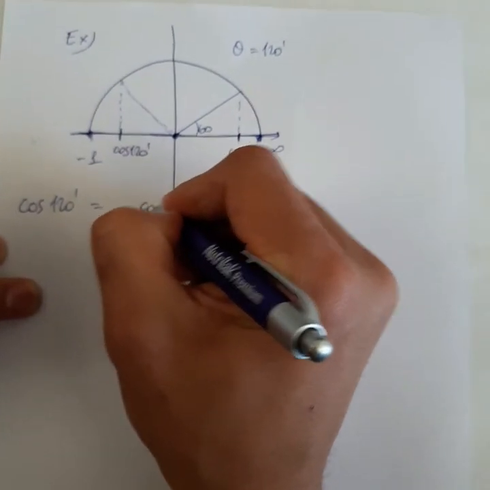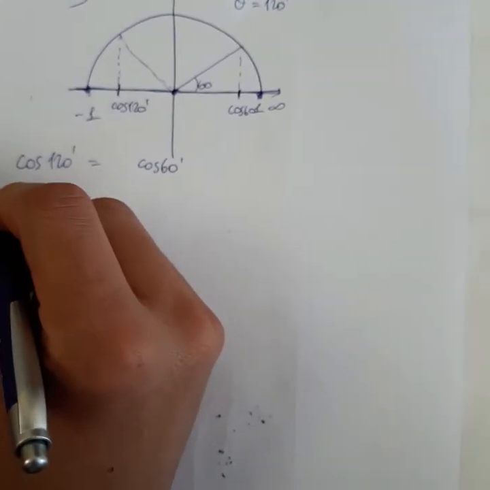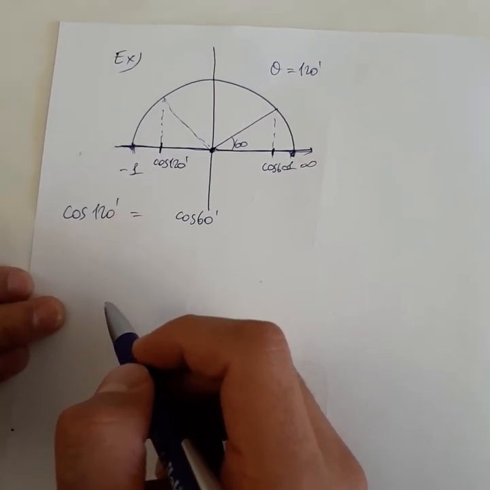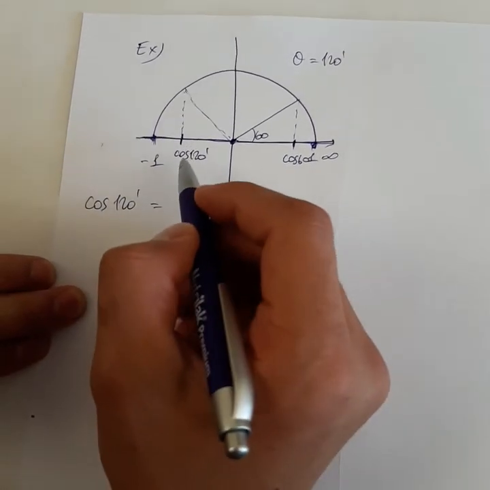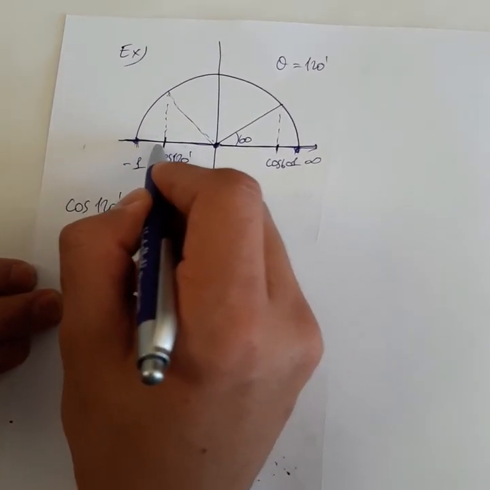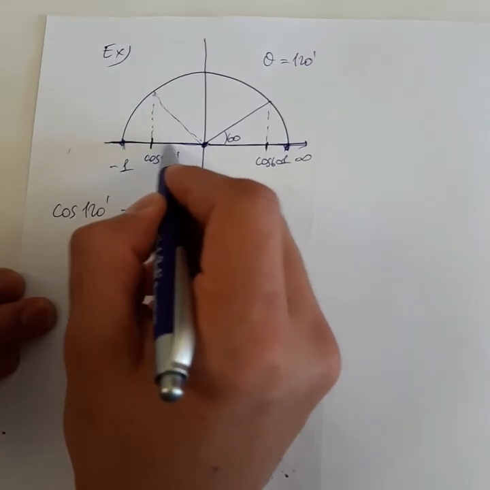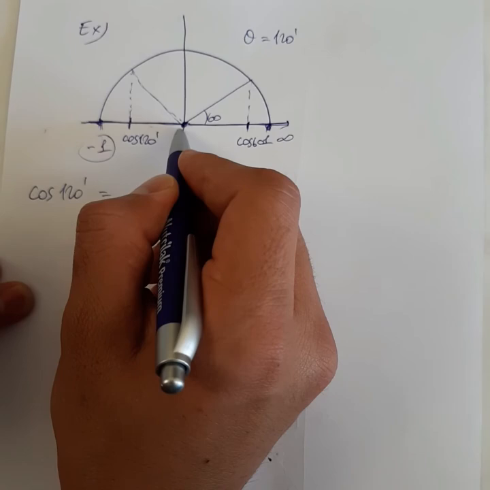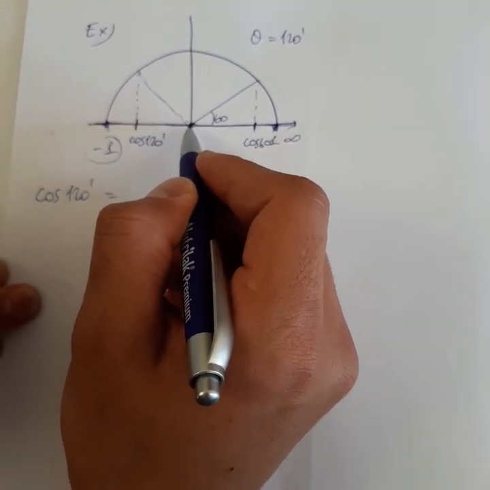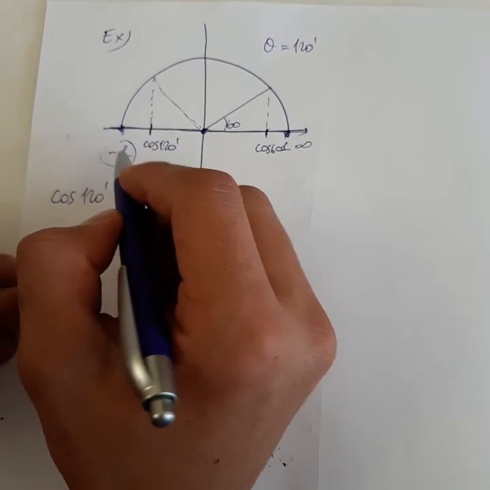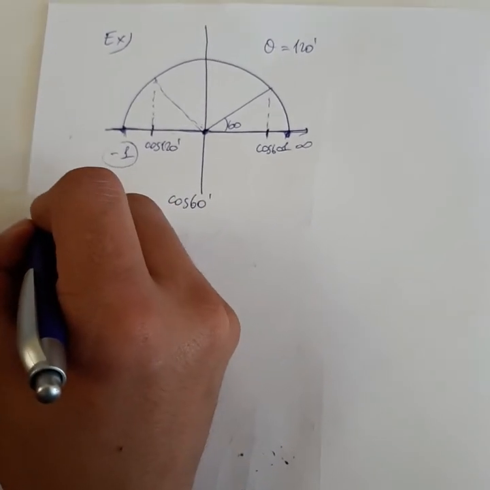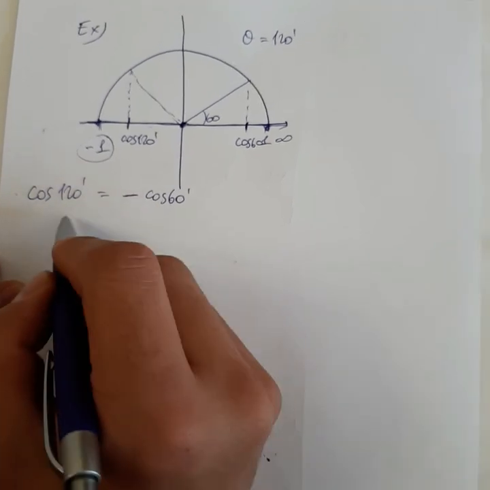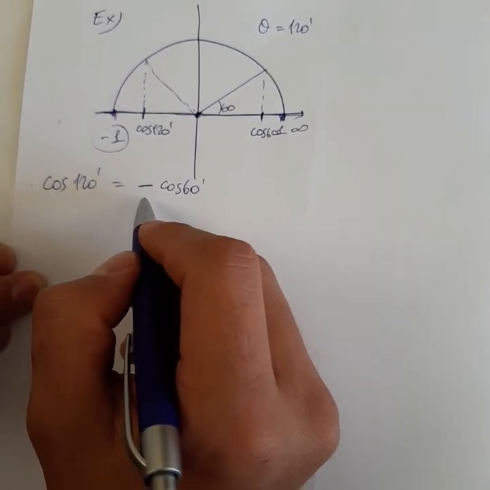Are they equal, guys? Your answer? No, because as you see here, this part of the cosine in the second quadrant is negative, as it goes from 0 toward minus infinity. So here will be minus, okay? So this expression is right, they are equal in magnitude.